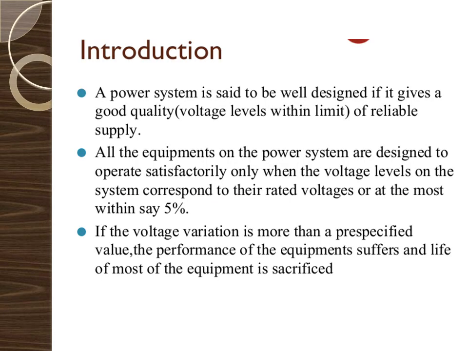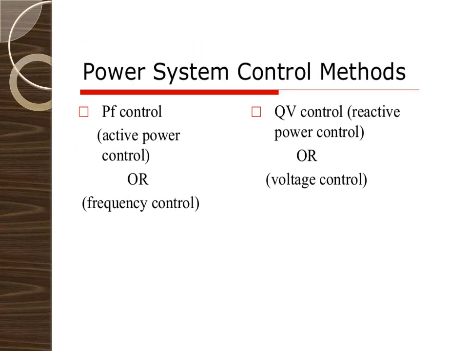A power system is said to be well designed if it gives a good quality of reliable supply. All the equipments of the power systems are designed to operate only when the voltage level on the system corresponds to the rated voltage. If the voltage variation is more than the pre-specified value, the performance of the equipment suffers and life of most equipments is sacrificed.